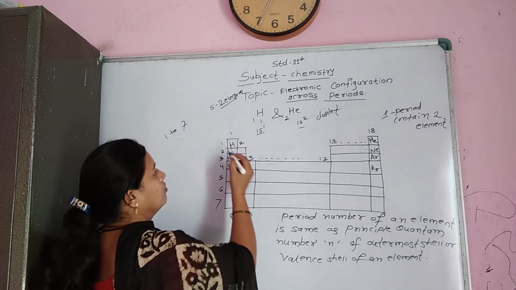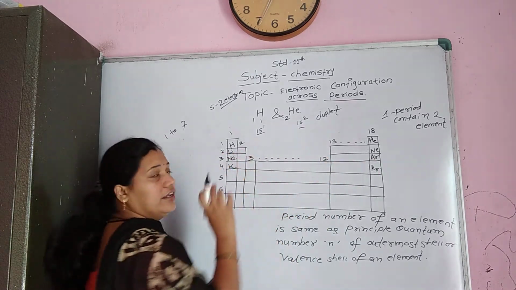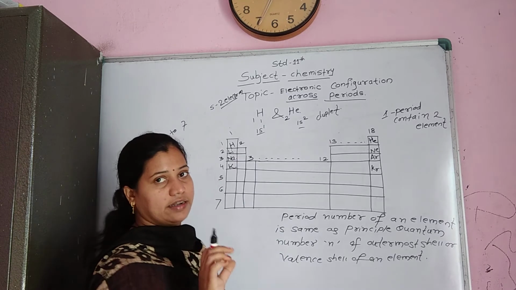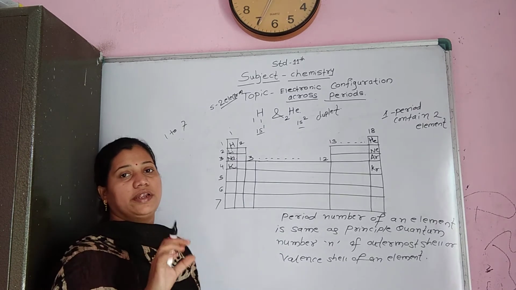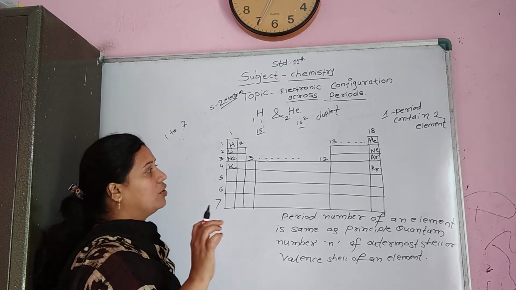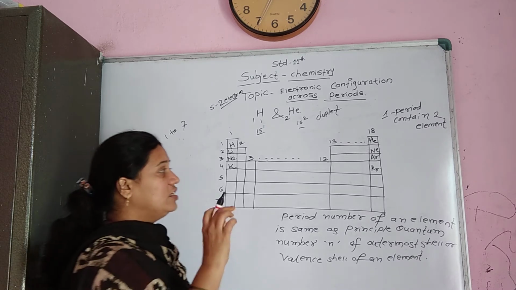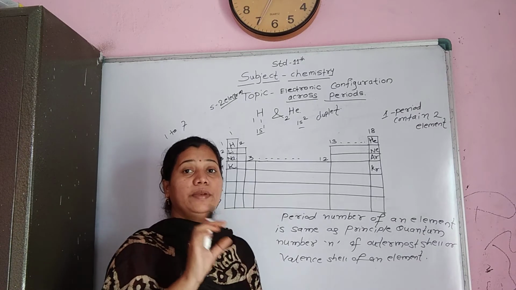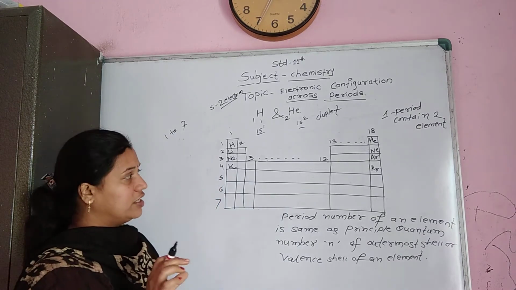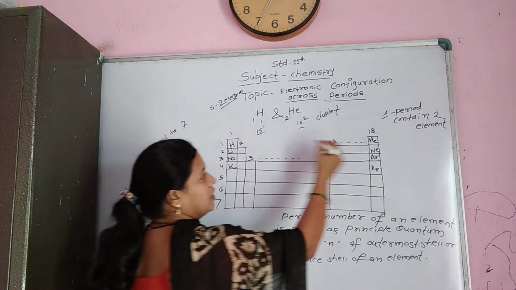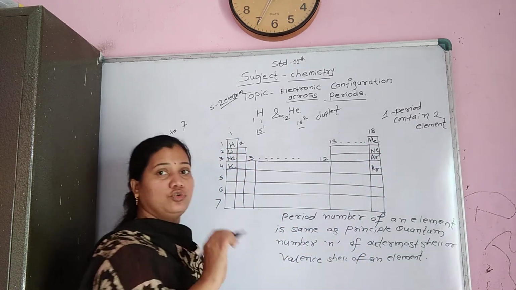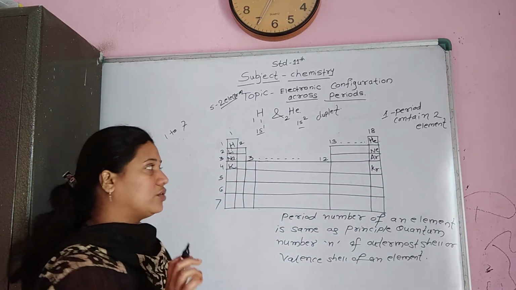Now the next period. Each and every period ends at the element having a complete octet or complete electronic configuration in the valence shell. The first period completes at helium, which is a duplet, meaning it has a complete electronic configuration.